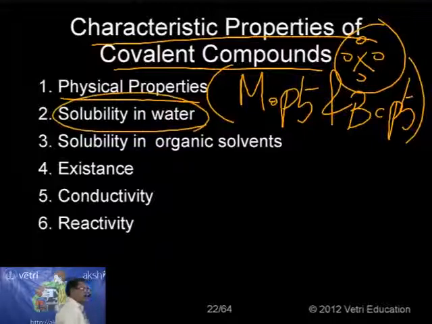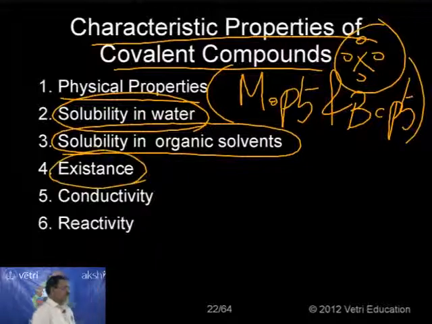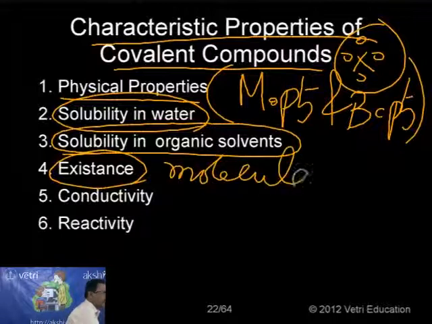Coming to solubility, covalent compounds are generally insoluble in water, just the reverse of ionic. The third property is that covalent compounds are generally soluble in organic solvents. Then coming to occurrence, as I just pointed out, covalent compounds are always present in the form of neutral molecules. There are no ions. For example, the H2 molecule, where the bond is covalent, and the Cl2 molecule.